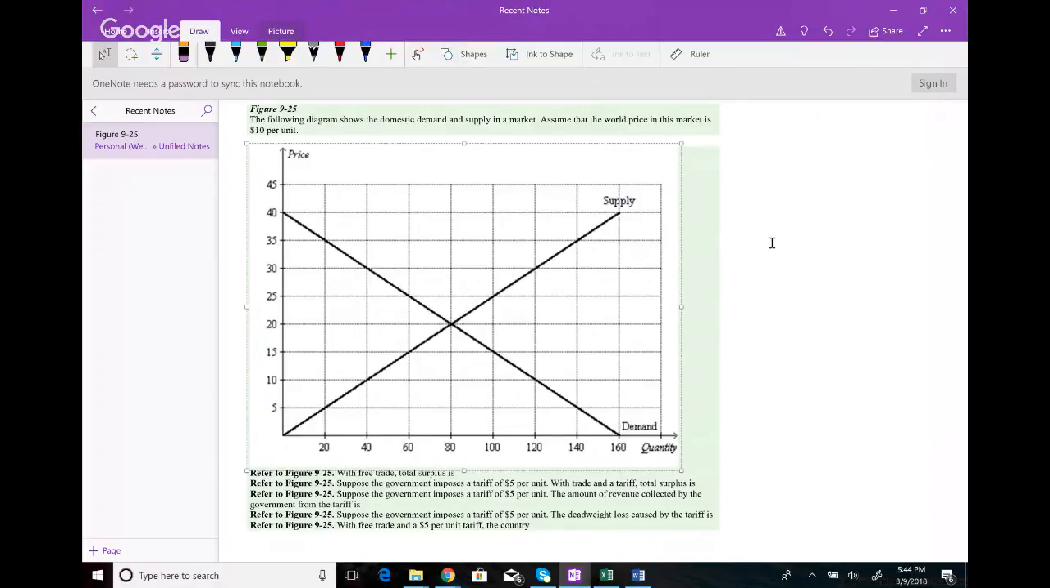Now the question says, the following diagram shows the domestic demand and supply in the market. Assume that the world price in the market is $10 per unit. Now, once you hear that, what you want to do first, you want to draw a line to show what is the world price. So this.